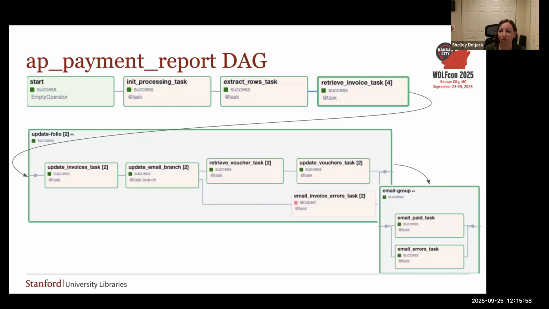This DAG processes rows of a CSV file that we get back from accounts payable. We update invoices to paid, and in the voucher, we update the disbursement amount, disbursement number, and disbursement date. Lastly, we email a report of what happened and if there were any errors.